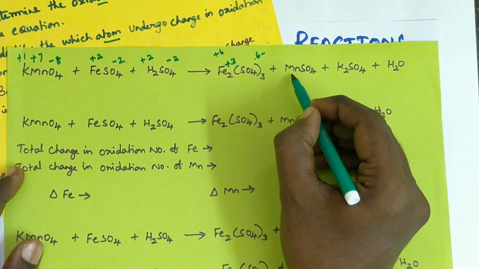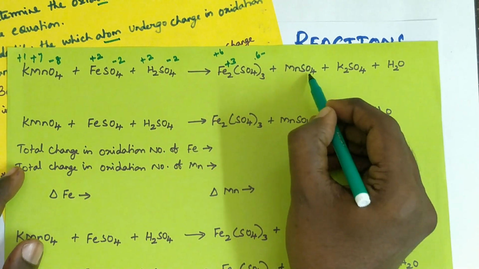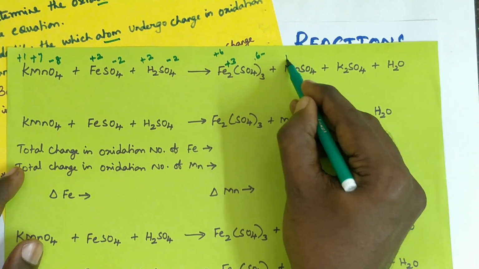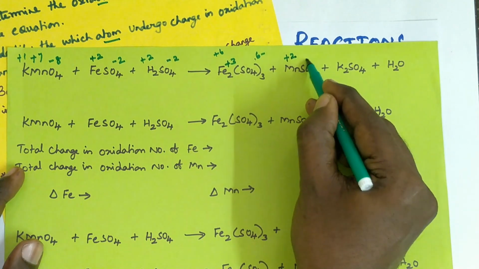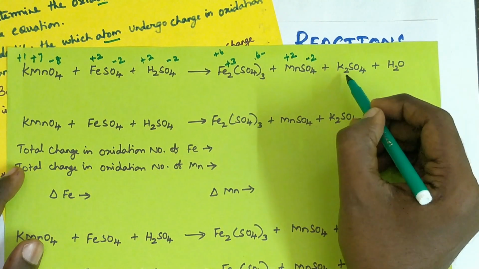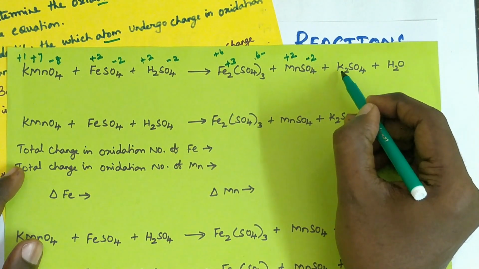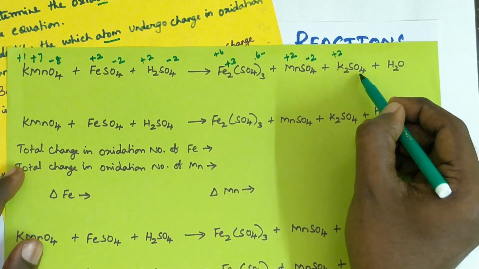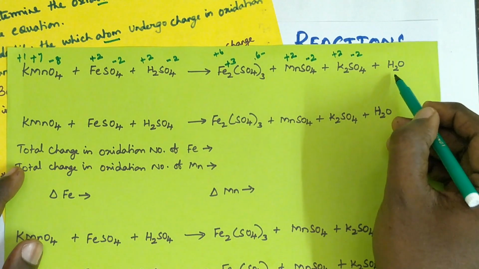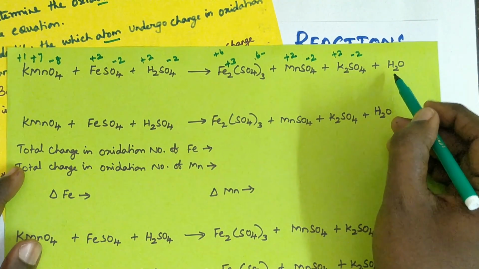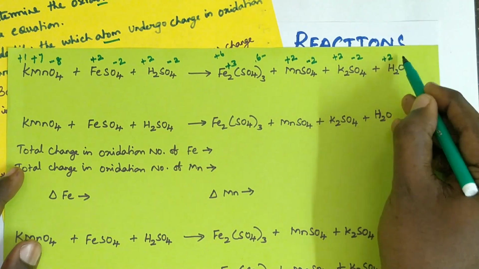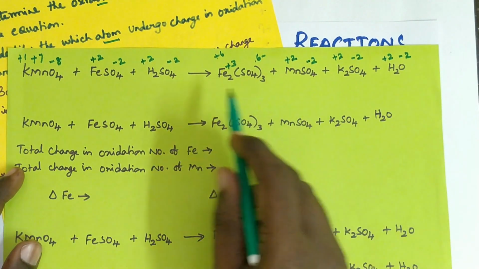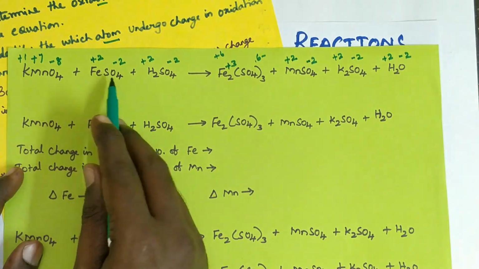In manganese sulfate, SO4 is 2 minus, so manganese is +2. In K2SO4, the oxidation number of potassium is 1, so 2 into 1 is plus 2, and SO4 is minus 2. In water, hydrogen is plus 1, so 2 into 1 is plus 2, and oxygen is minus 2. So in the first step, we determined the oxidation numbers in the equation.